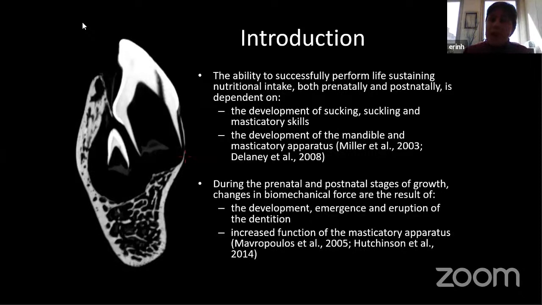During the prenatal and postnatal stages of growth, changes in biomechanical force are a result of the development and emergence, and then of course the subsequent eruption of the dentition itself. This is very much linked to an increase in the level of function of the masticatory apparatus and its associated structures. So we can already see that during this period of development and growth, there is very much a link between the development of the masticatory apparatus structures, as well as the functions which they are going to perform as mastication becomes more sophisticated.